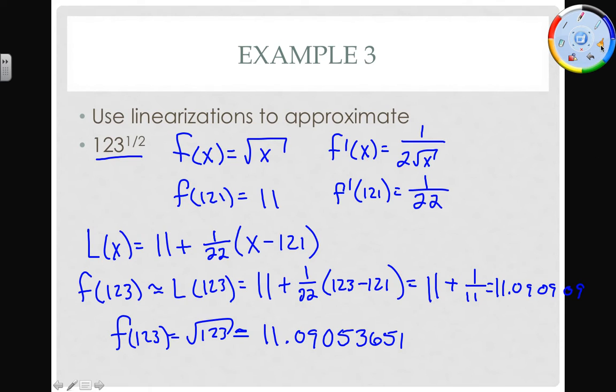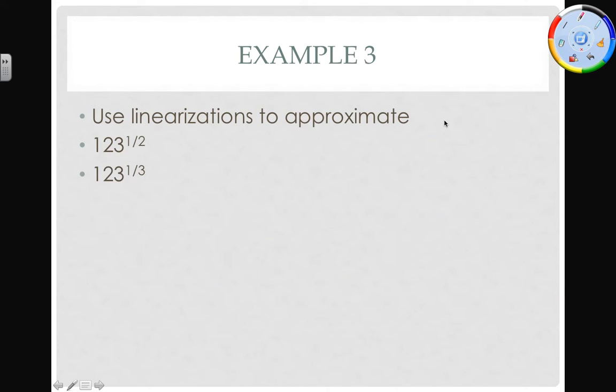I have another example here. I hope you might be able to pause the video and try the example for yourself before I get started. This particular one is the cube root of 123. So if you want to pause, do so now. I'm going to go ahead and start this. I'm going to look at the function f of x equals the cube root of x. And I'm going to do the same thing as before.